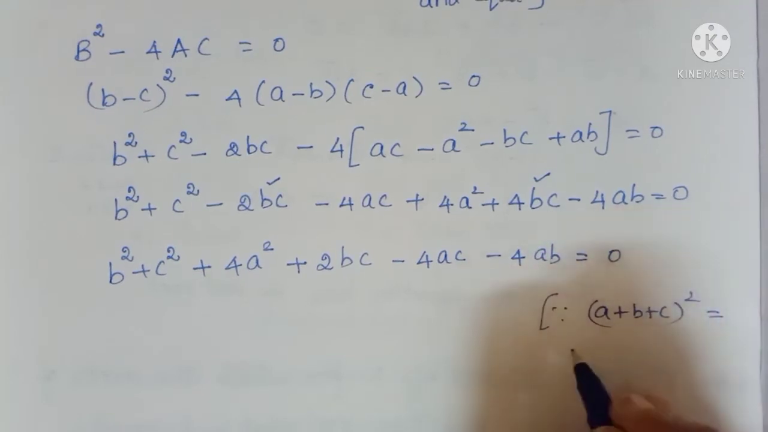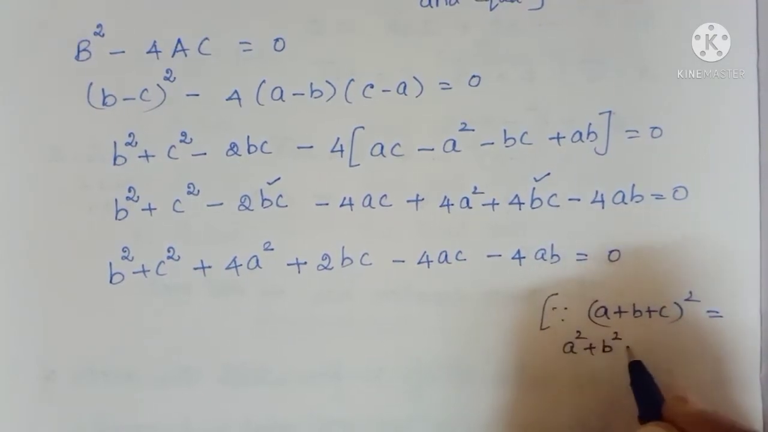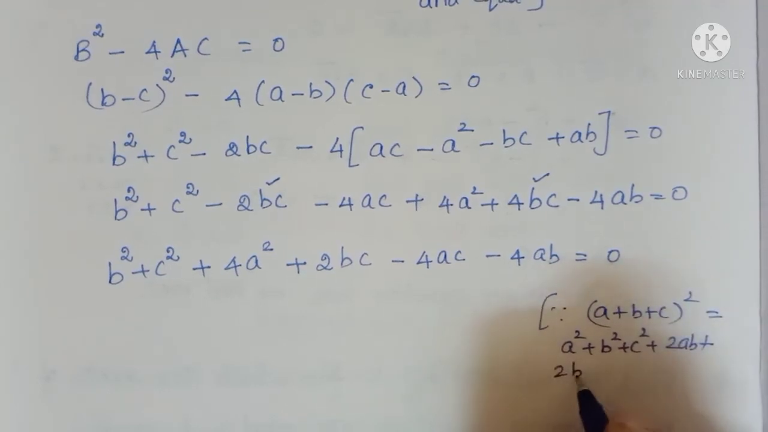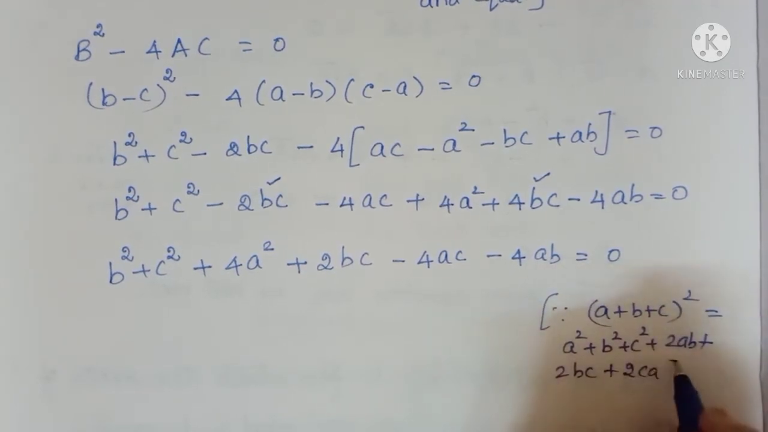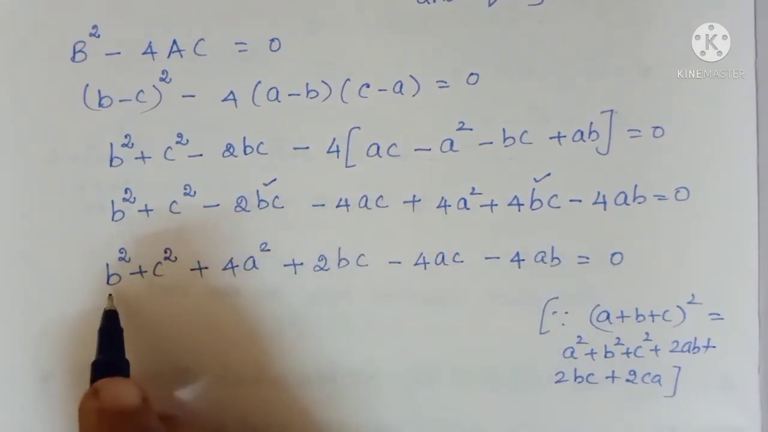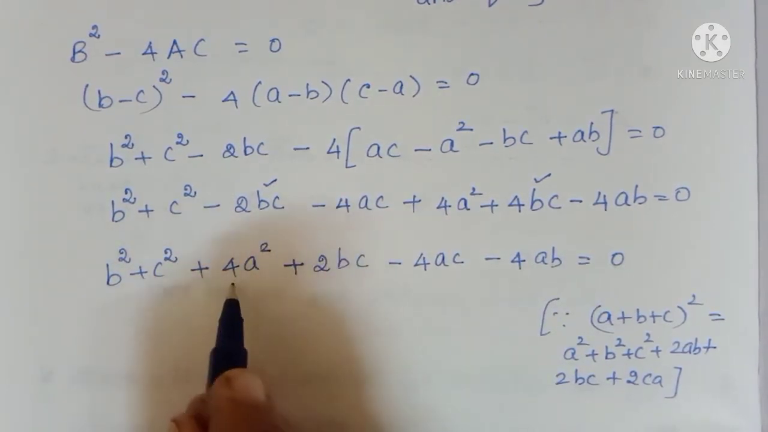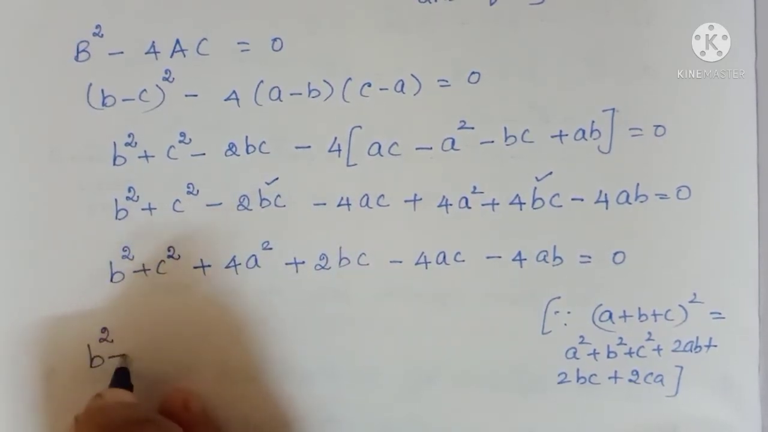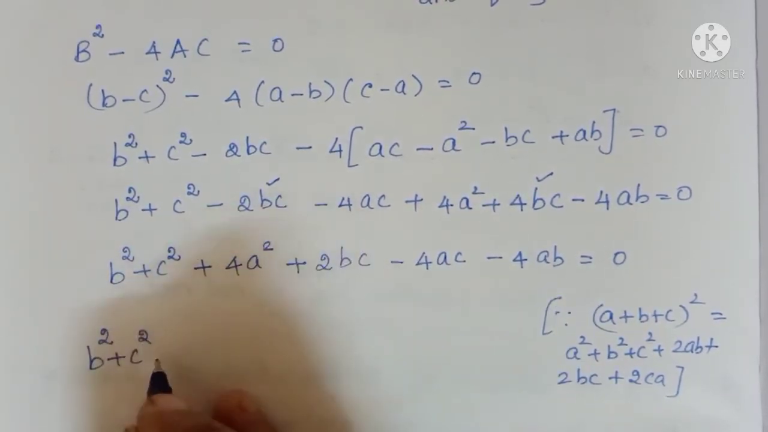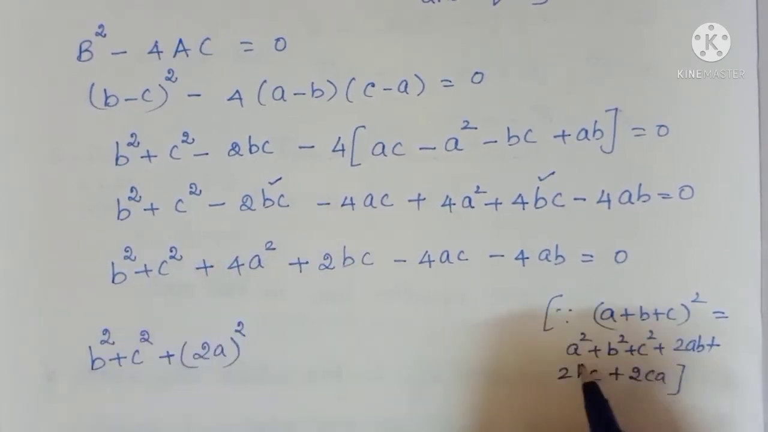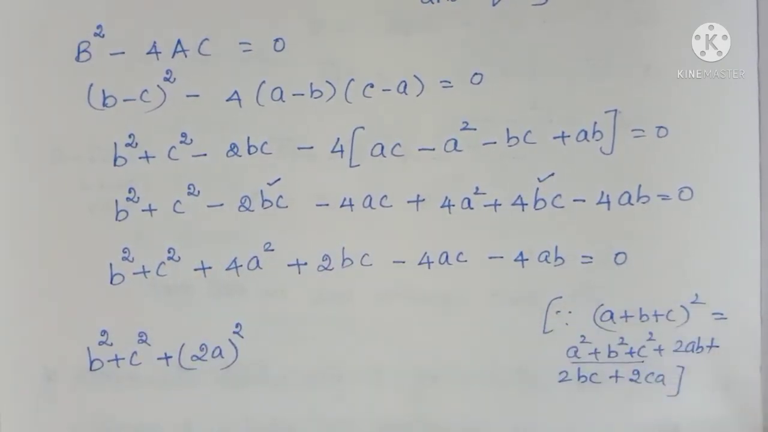Since we know this formula, A squared plus B squared plus C squared plus 2AB plus 2BC plus 2CA. Now a little rearrangement we are going to do. See here B squared, here C squared, here 4A squared. So these terms I am going to take as they are, and this 4A squared I am going to write as 2A the whole square. Now this is in the form A squared plus B squared plus C squared.